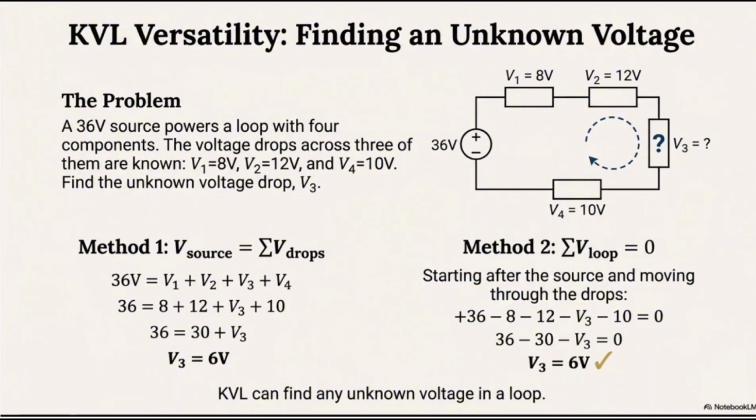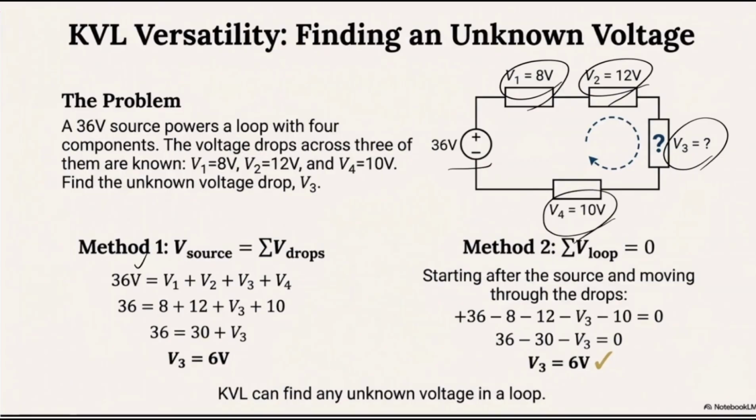So, KVL versatility: finding an unknown voltage. What would happen if I would like to find an unknown voltage? Again, this is so simple. I do have 36 volts. I do have V1 as 8 volts, whatever component that is. V2 is 12. And I don't know what about this, but V is 10. So I can use the KVL.